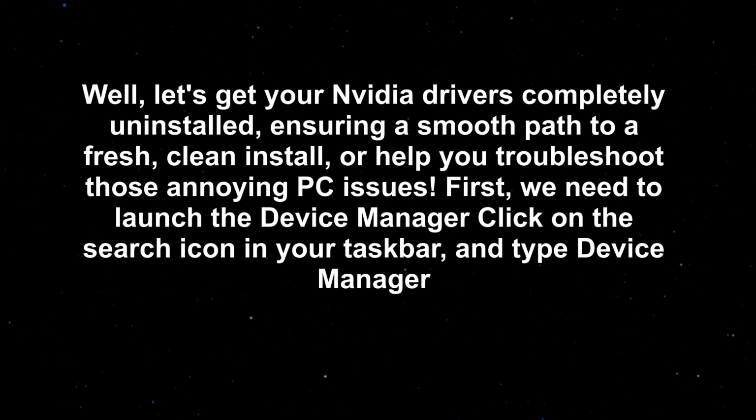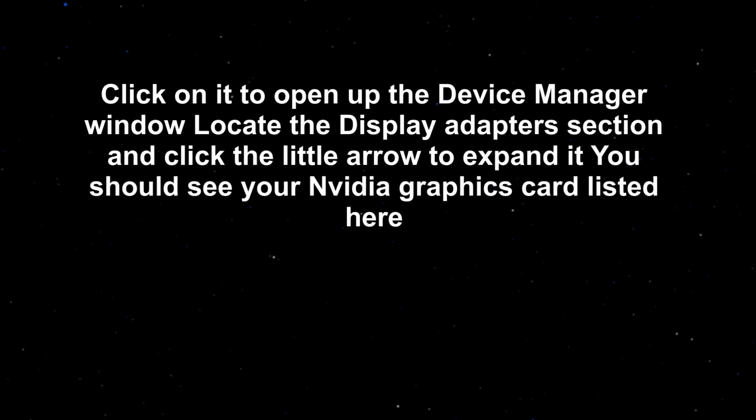First, we need to launch the Device Manager. Click on the search icon in your taskbar and type Device Manager. Click on it to open up the Device Manager window. Locate the Display Adapter section and click the little arrow to expand it. You should see your Nvidia graphics card listed here.